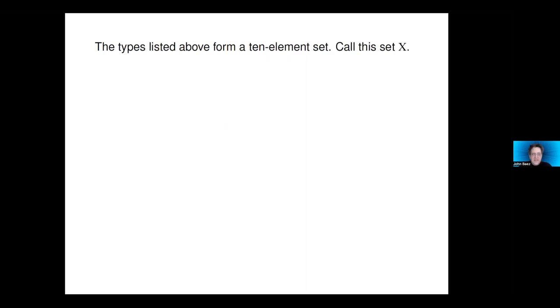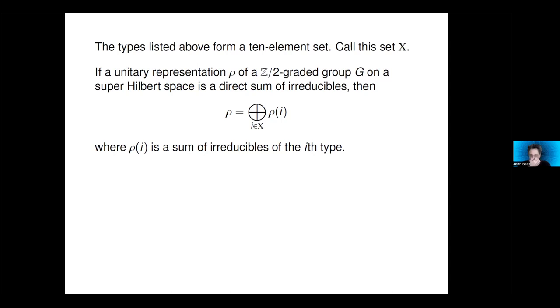But like the threefold way, what's going on here is that we really have a set of 10 options, and I'll call this set X because I'm going to go medieval, or actually go Roman on you, and call it X. And what you can see from what I've just said is that if you have a unitary representation of a Z-mod 2 graded group on a super Hilbert space, if it is a direct sum of irreducibles, for example, that would happen if G was compact, you can always split up that representation into a direct sum of irreducibles of the various 10 types that I've described.